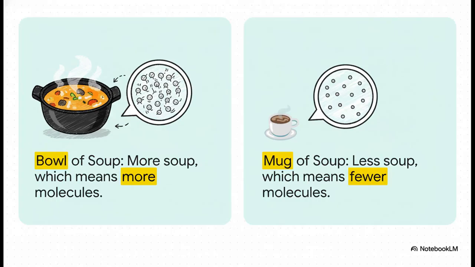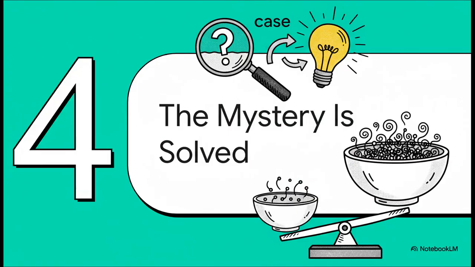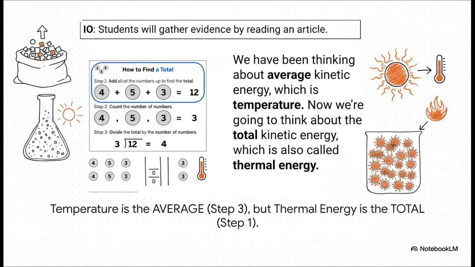Well, here's the big clue. The only thing that was different was the amount of soup. Your bowl had way more of it, which means it had way more molecules than the little mug. And that one simple fact, well, it changes everything. All right, so we've got all the pieces. We know the difference between average and total energy, and we know the bowl had way more molecules. Let's solve this thing.